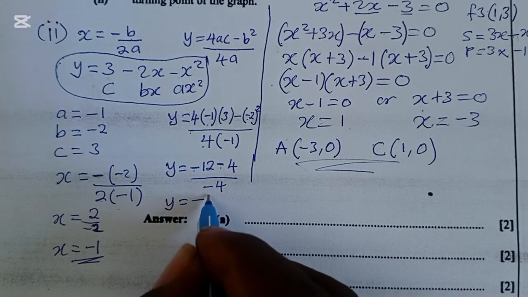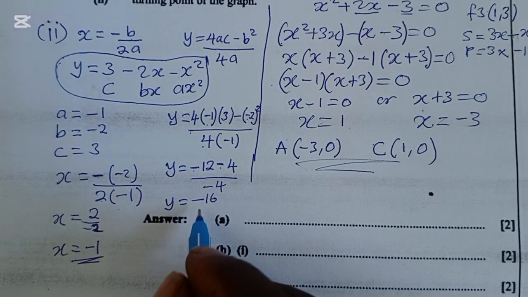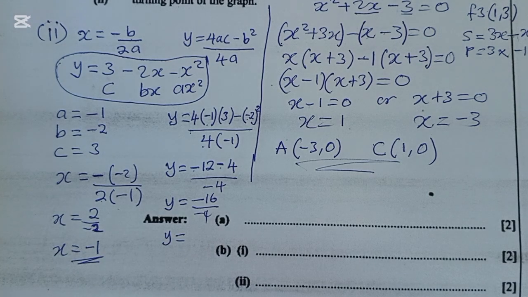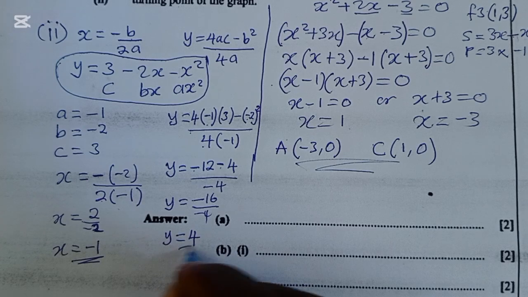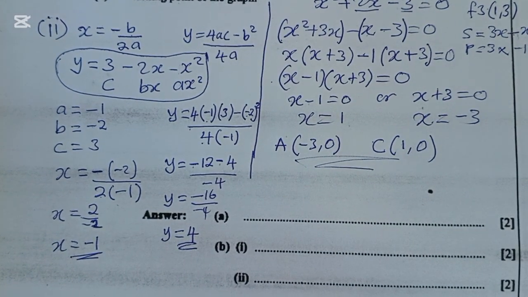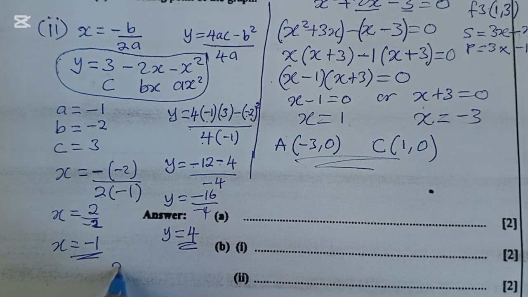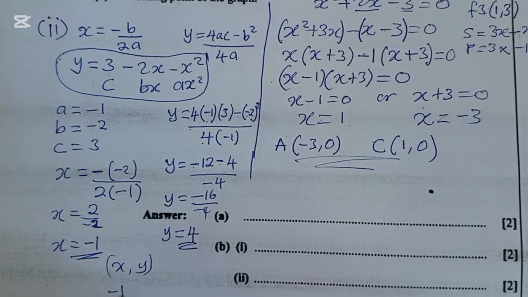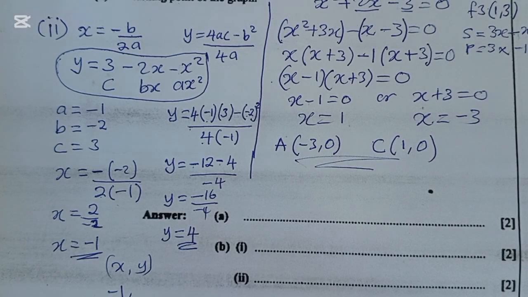It is negative 16 over negative 4. So y is equal to negative 16 divided by negative 4. It is positive 4. So now the coordinate of the turning point becomes x comma y, of which x is negative 1, of which y is 4. So negative 1 comma 4 is the coordinate of the turning point.